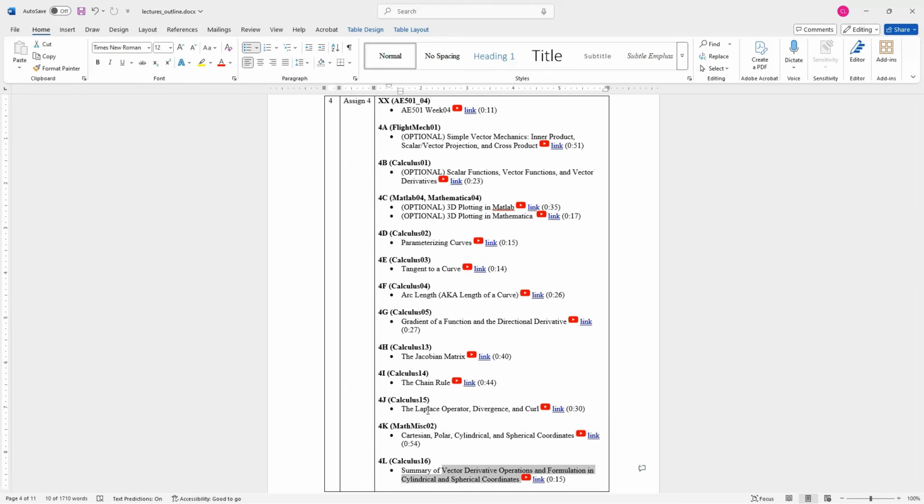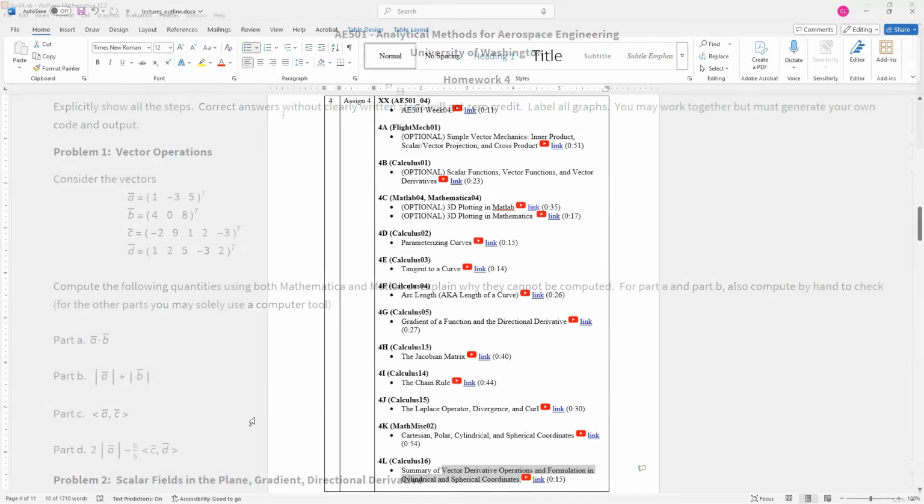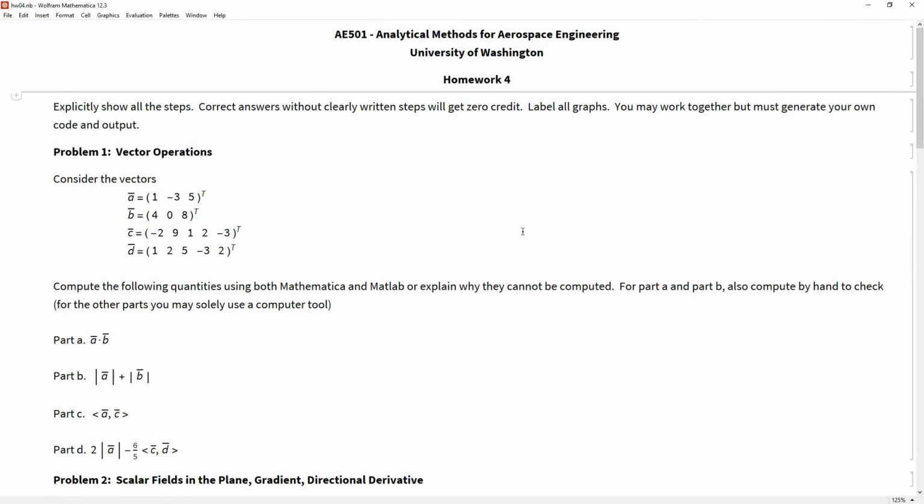So let's jump over to the homework and see where this is going to apply. Alright, so here's homework 4. So problem 1 is actually really simple.